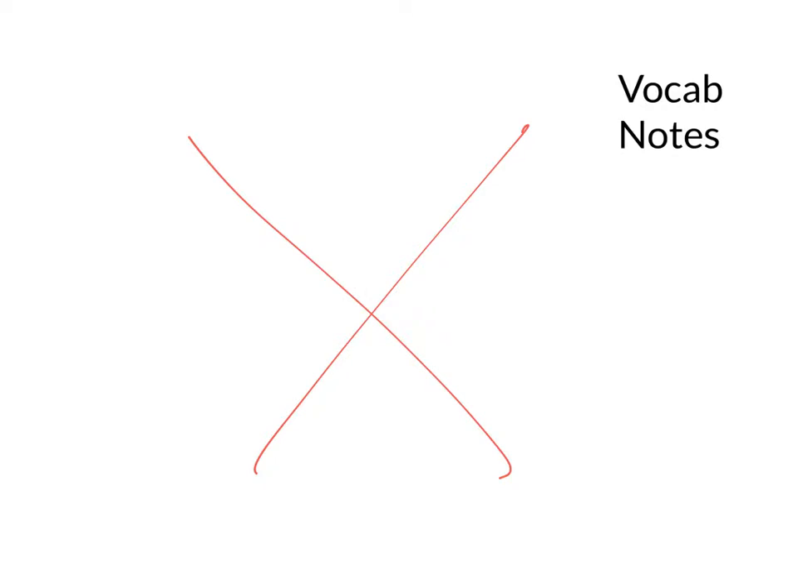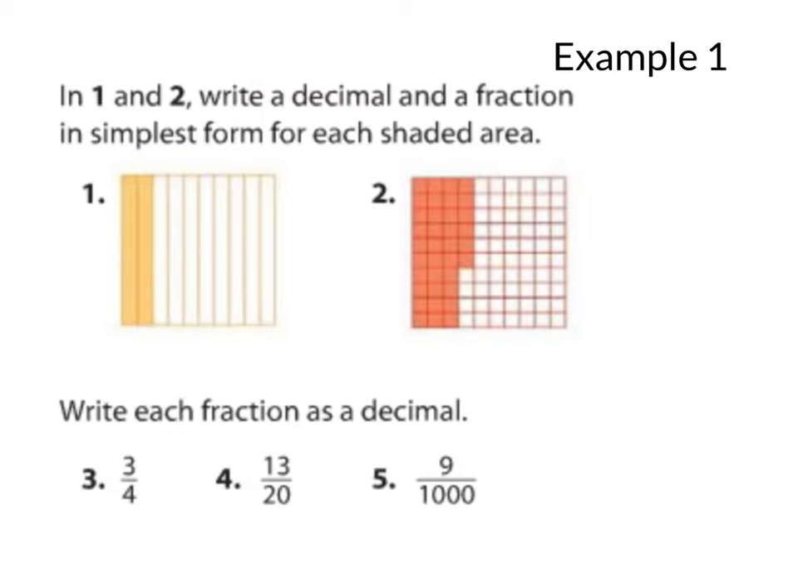Let's move on. You do not have vocab notes today. So for example 1, I'm going to do 1 and 2, but you are not required to write anything in your notes about that. I see that they want a decimal and a fraction for the shaded area.